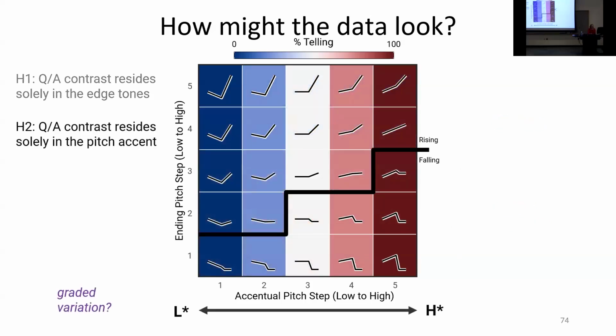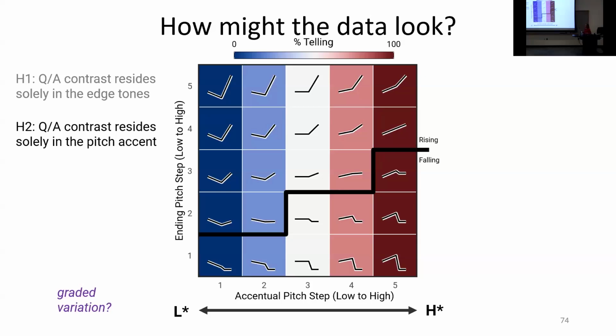Alternatively, maybe the pitch accent itself is the primary cue to this contrast. And in that case, we would expect to see horizontal gradation, so along the pitch accent dimension. If you've thought at all about questions and assertions, you might think, yeah, it's not going to be in the pitch accent, it's going to be what's happening at the end. But there is a literature that claims that an inquisitive interpretation for a rising declarative requires a steep rise.